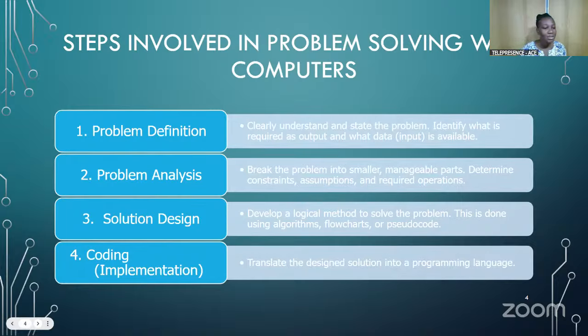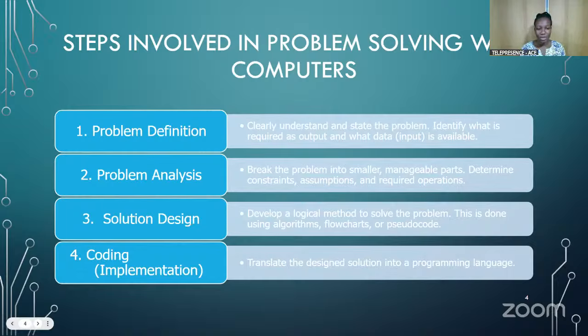So the second step is problem analysis. You need to break the problem into smaller manageable parts. Just like you want to clean the room, you need to look for the materials you're going to use to clean. So you need to get them ready. You will break them down. Okay, when I want to clean, I need to get a broom. I need to get a bucket of water. I need to get a mopping stick. Do you understand? You just break it down. So there you determine constraints, assumptions, and whatever required operations are needed.